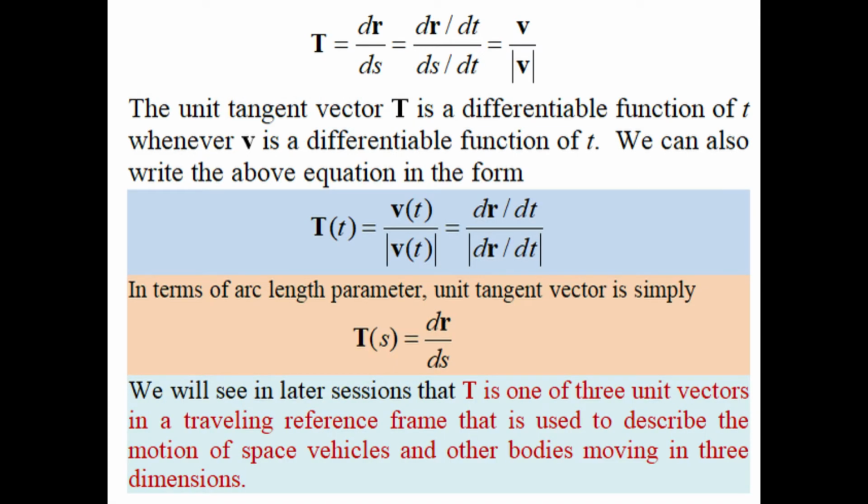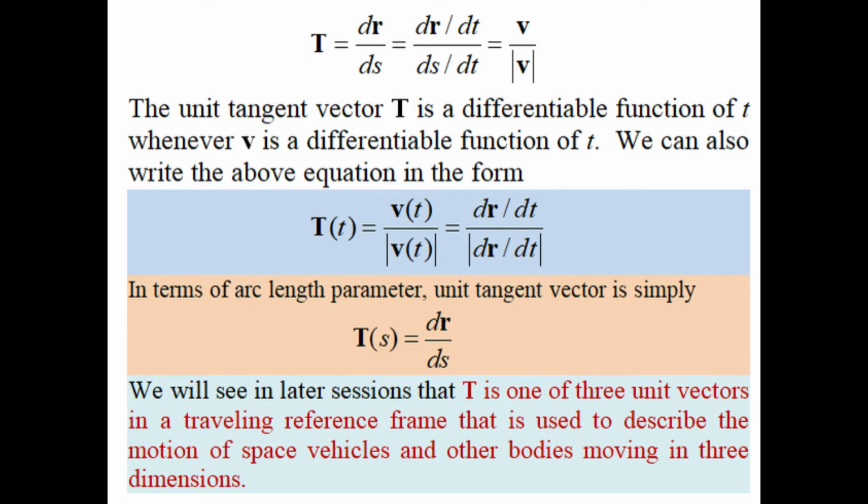Definition: the unit tangent vector of a differentiable curve r of t is equal to dr by ds is equal to dr by dt over ds by dt is equal to v by absolute value of v. The unit tangent vector T is a differentiable function of t whenever v is a differentiable function of t. We can also write the above equation in the form T of t is equal to v of t by absolute value of v of t.